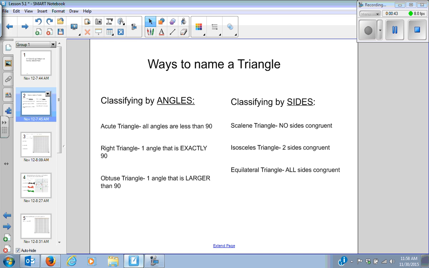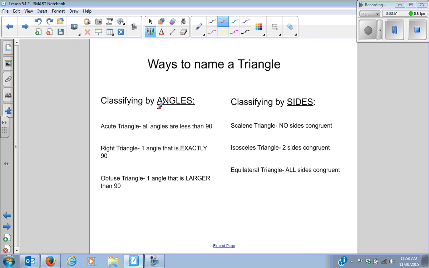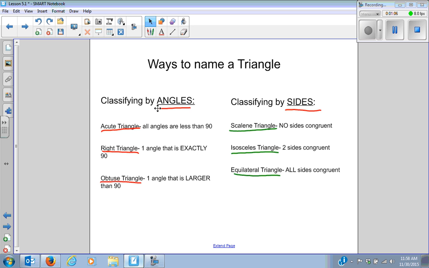I'm not going to read it to you. These are the two ways to name it. You can name it by angles or by sides. So each triangle will get two names, one by angle, one by sides. These are the names for angles. These are the names by sides. So you would call something like an acute isosceles triangle. So you're going to give it two names.